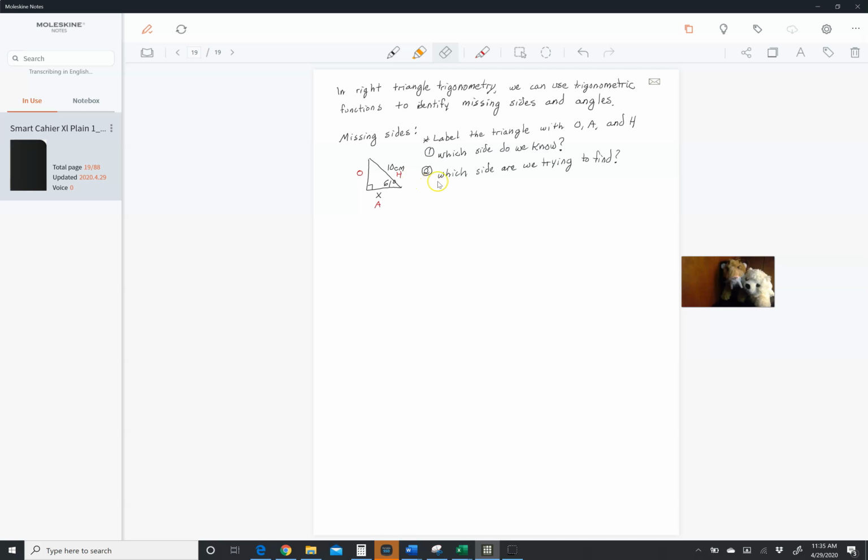So now we can answer these questions. Which side do we know? Well, here we're given the length of 10 centimeters, so we know the hypotenuse. And then we're saying, okay, well, which side are we trying to find? Well, that's this side, that's the unknown side, and that's the adjacent. So the third question that follows, and I put this in red because this is like the big question in solving, okay, is which function uses the two sides we found in 1 and 2?